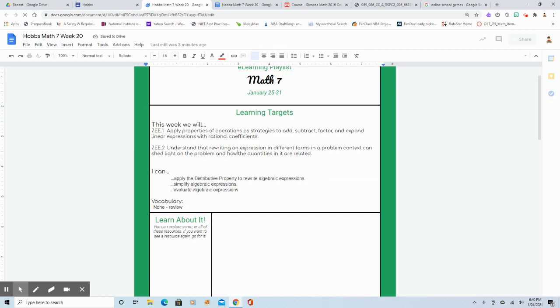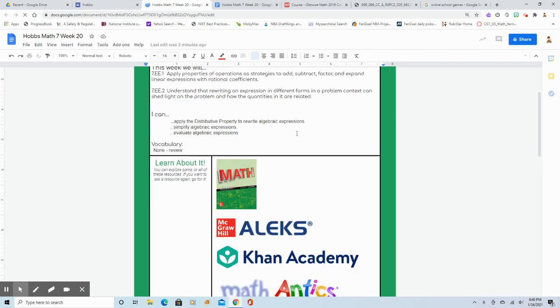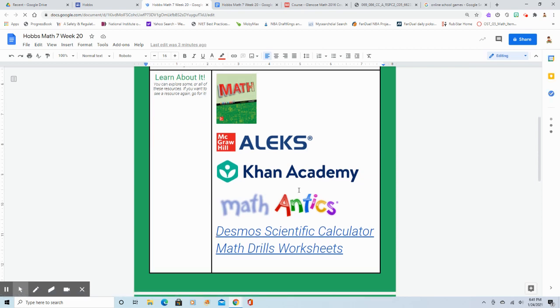We're working with algebraic concepts. Once again, I haven't said this in a while. Remember, you got your math book. We're in chapter 5 this week. ALEKS, we always use that. Khan Academy, if you're running into problems, you can go back to Khan and look at that. Math Antics, they have videos on it.